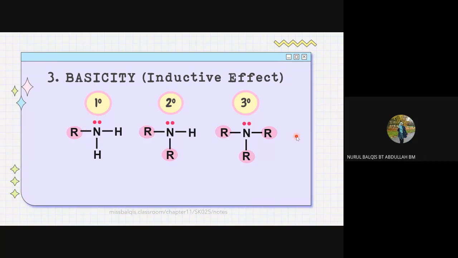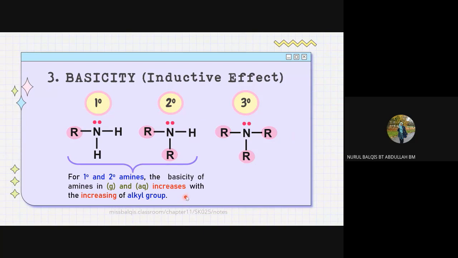But you cannot directly make that conclusion. We know that for primary and secondary, yes, the basicity will increase because of the increasing alkyl groups. Please take note here, because for basicity we have two cases: one in gaseous state, another in aqueous state. For both states, secondary is always higher than primary, that is correct, because there are more alkyl groups. But this is not always the case for tertiary. Why? Isn't it that the more electron donating groups, the higher the basicity? Okay, because we have gaseous state and aqueous state, and gaseous means gas, aqueous means in water, right?